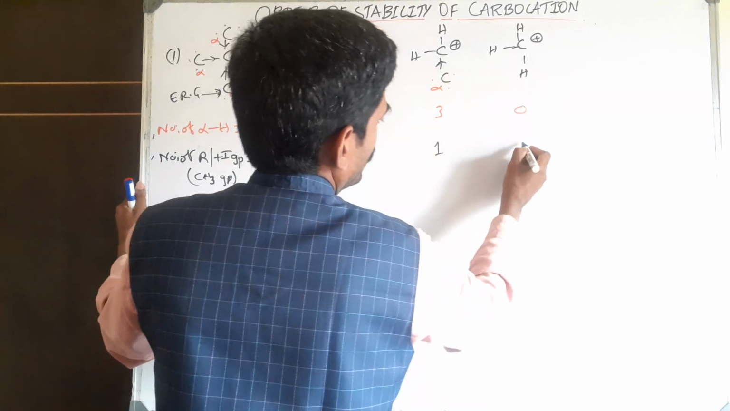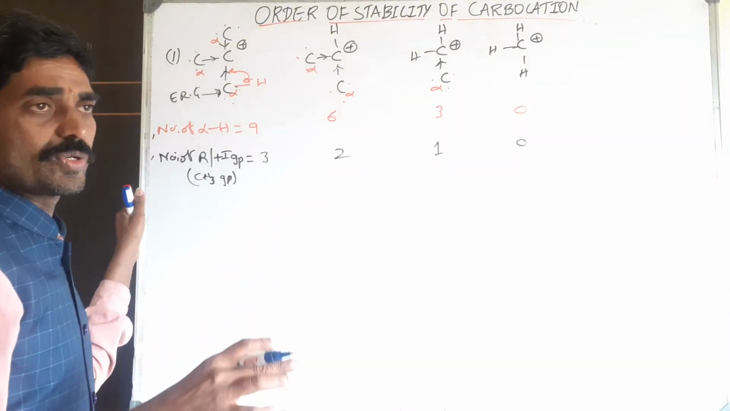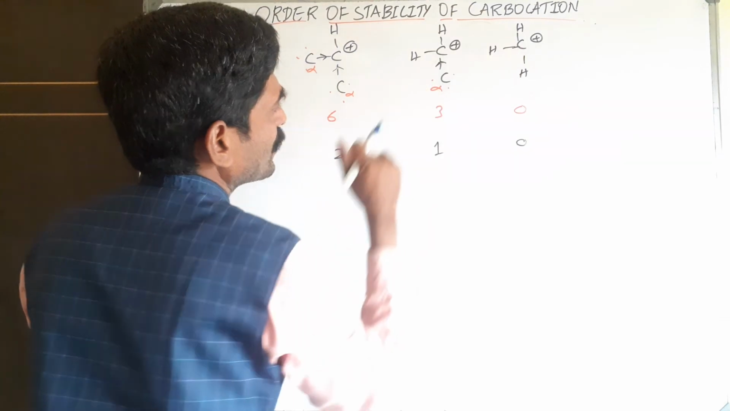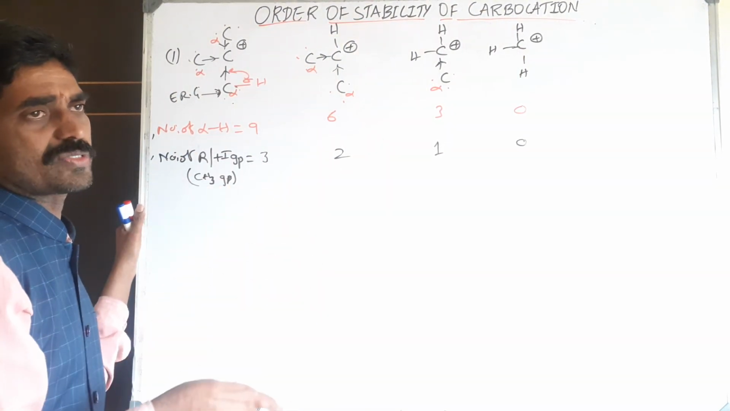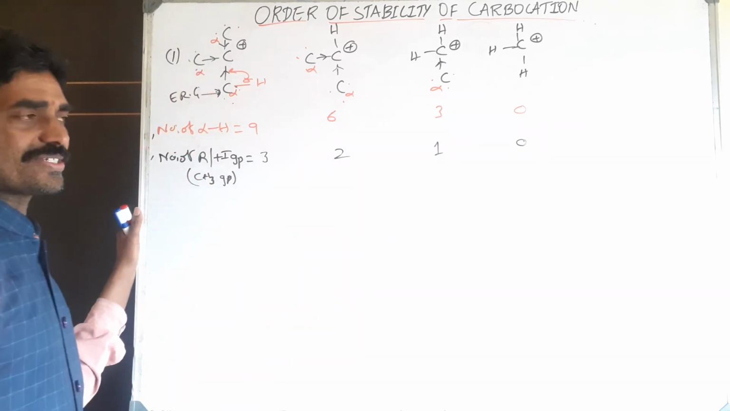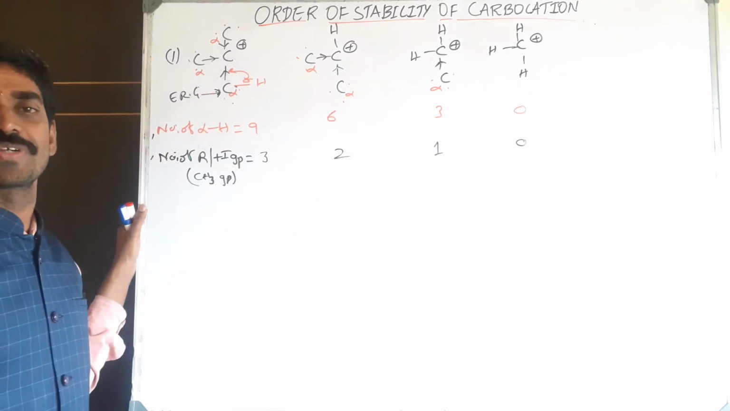Then here there are no electron releasing groups. It is crying only because there are no good friends to give electrons to stabilize. So that's why it is highly unstable, right? Then you can get a conclusion, my dear students.